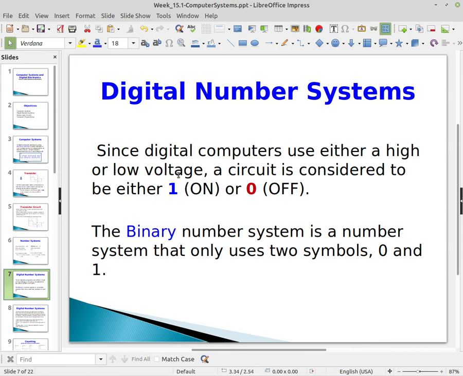As I said, we have either a 1, which is a high voltage inside the computer, or a 0, which is a low voltage. And sometimes we also use true or false for these. I didn't put that in the slides, but a 1 is on, or true, or a high voltage, or simply a high. And a 0 is off, low voltage, or a false. Now the binary numbering system, again, just uses 2 symbols. Okay.